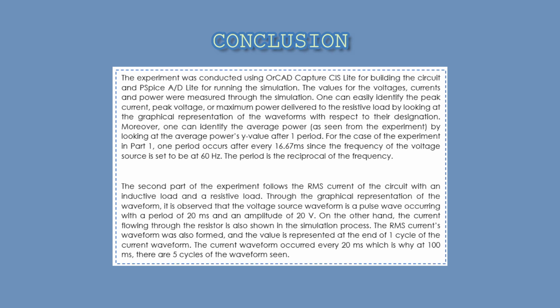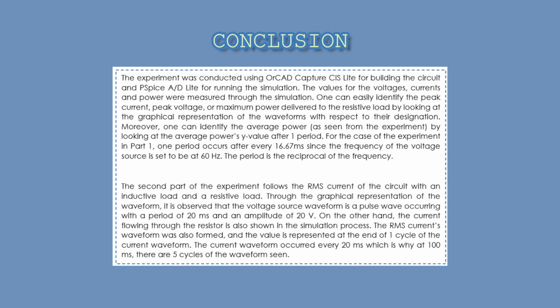Moreover, one can identify the average power, as seen from the experiment, by looking at the average power's Y value after one period. For the case of the experiment in part 1, one period occurs after every 16.67 milliseconds, since the frequency of the voltage source is set to be 60 Hz. The period is the reciprocal of the frequency.